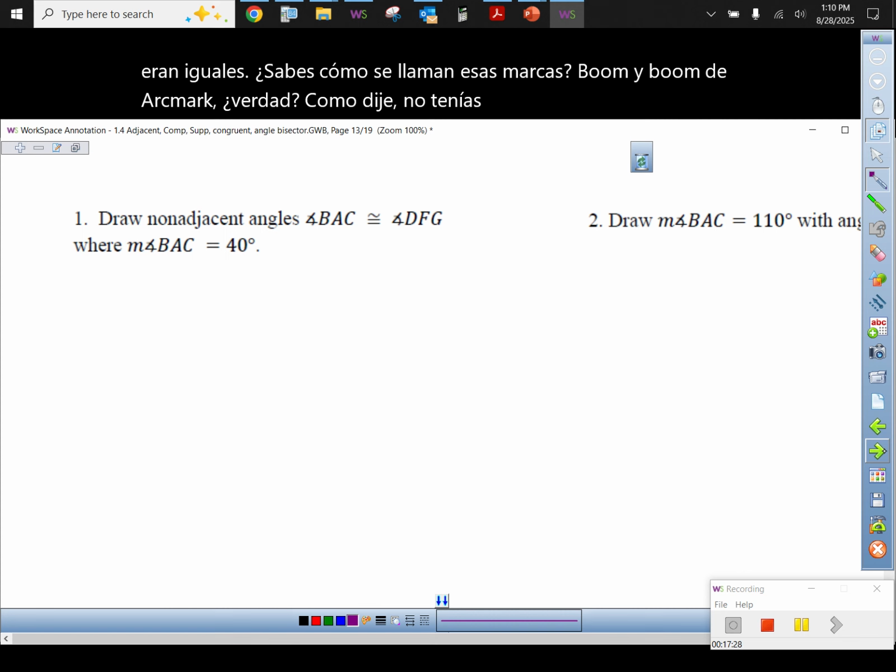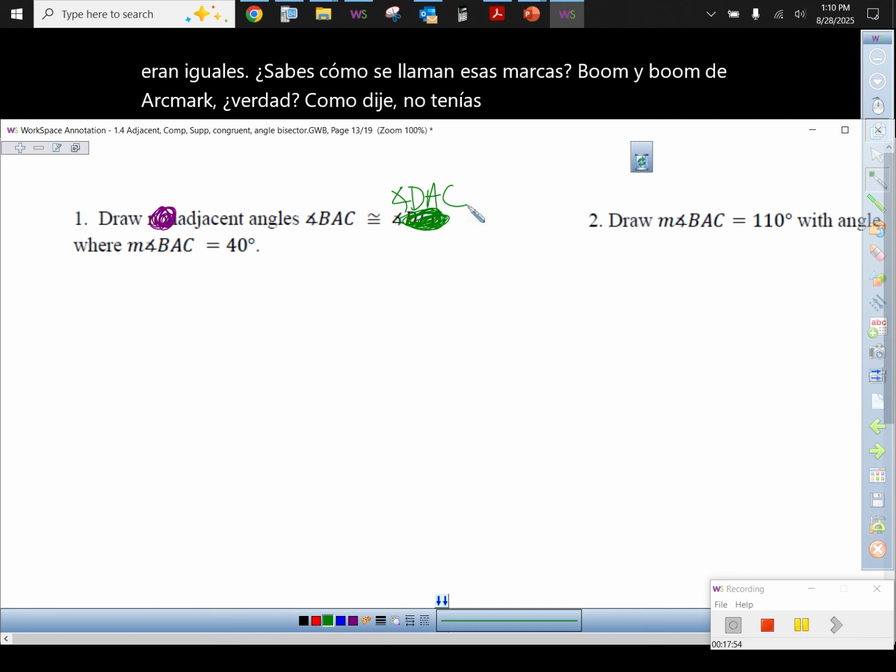I have some typos on here that I want to fix. First, scratch out the word non. I want them to be adjacent angles. And I also would like this angle right here to not be angle DFG. Let's scratch him out, and let's make him angle DAC. That's right, it was right on your worksheet. It was wrong on my slideshow. Thank you for correcting me on that.